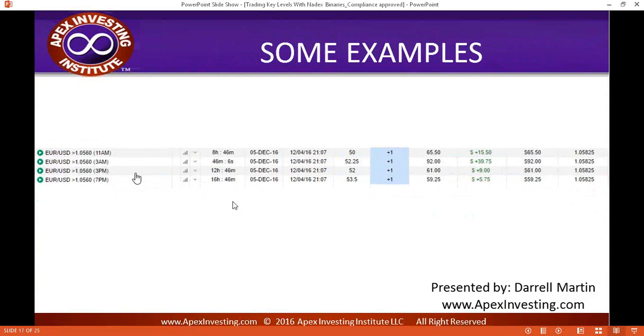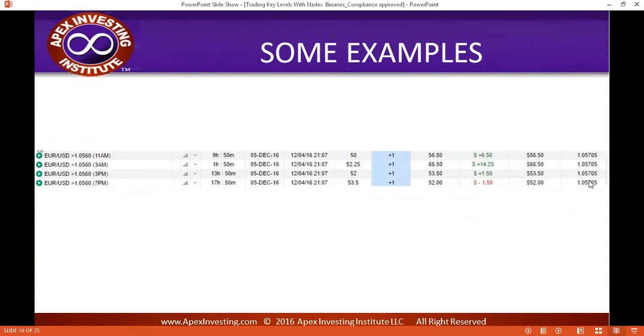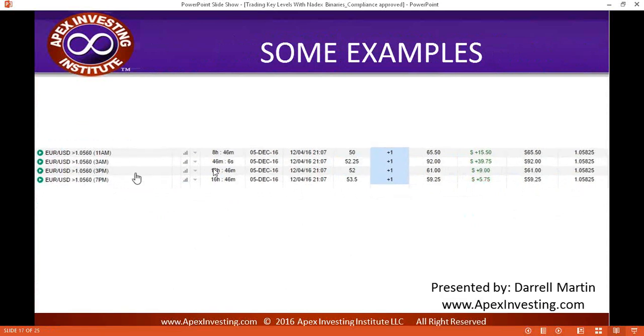Let's keep looking. All right, now the market's moving a little bit more. What do we have? 46 minutes to expiration. Remember, they're all the same strikes. 46 minutes to expiration. What are we up? Up $39 on our profit. But on the same strike that has 16 hours to go, I'm up $5. You see it?